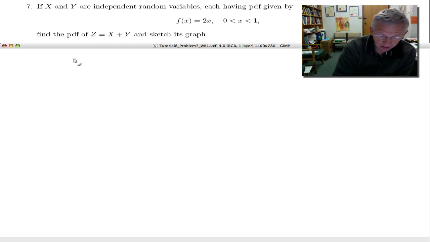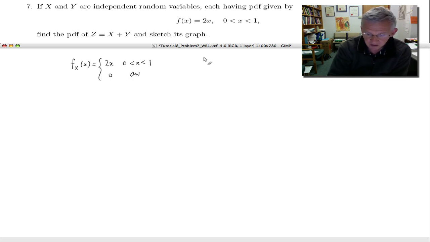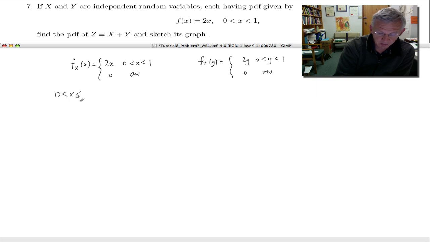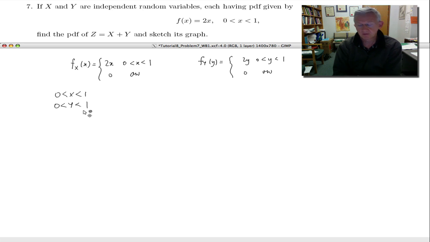We've got a probability density for the random variable x, which is going to be 2x for x between 0 and 1 and 0 otherwise. The density for y is exactly the same. So x lies between 0 and 1, y lies between 0 and 1.